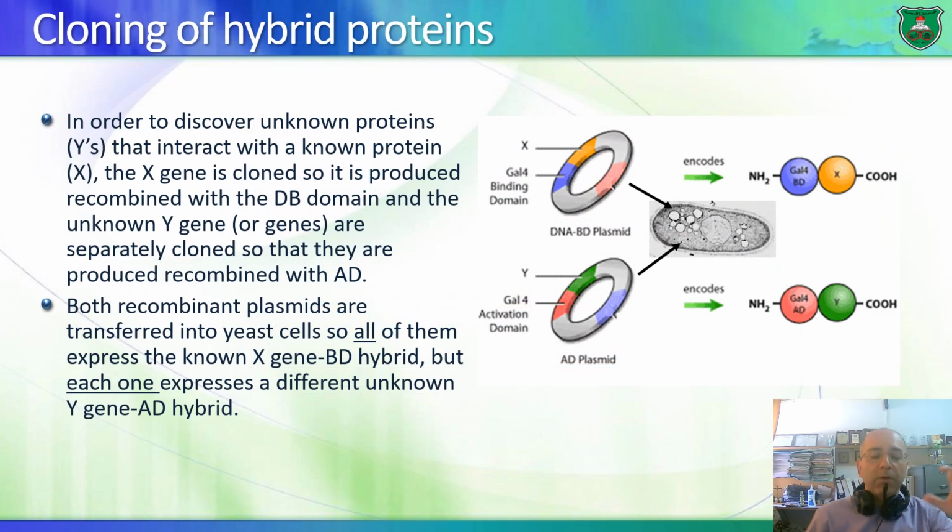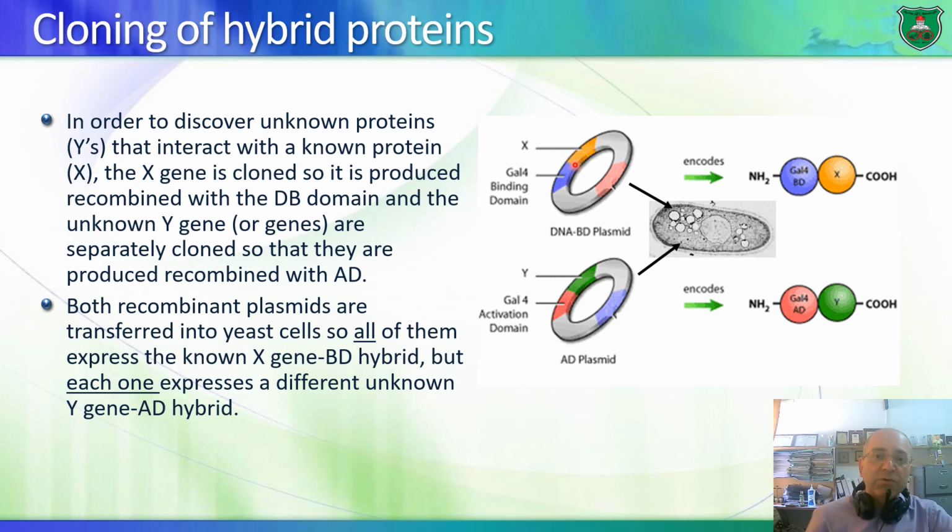Now, what we do is we create a cDNA library. The idea here, again, is to find out if protein X, a known protein, interacts with other proteins. We want to identify these proteins. So we create the following: a recombinant plasmid that contains the gene for protein X.